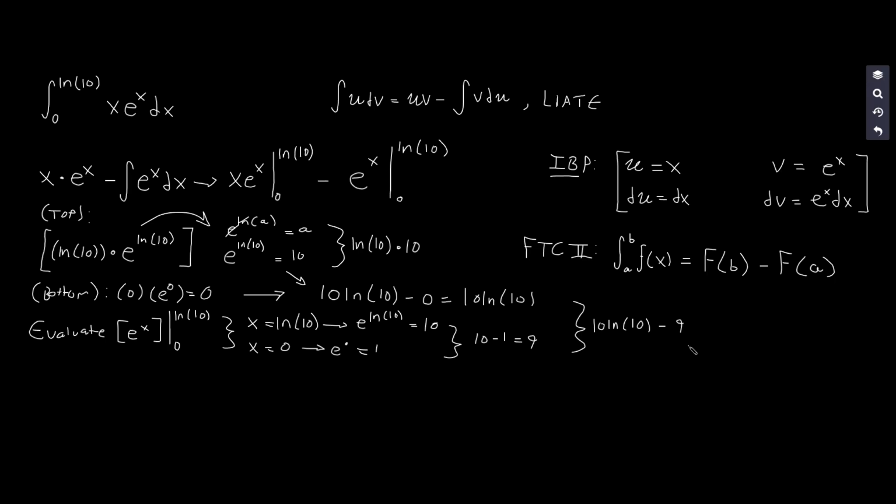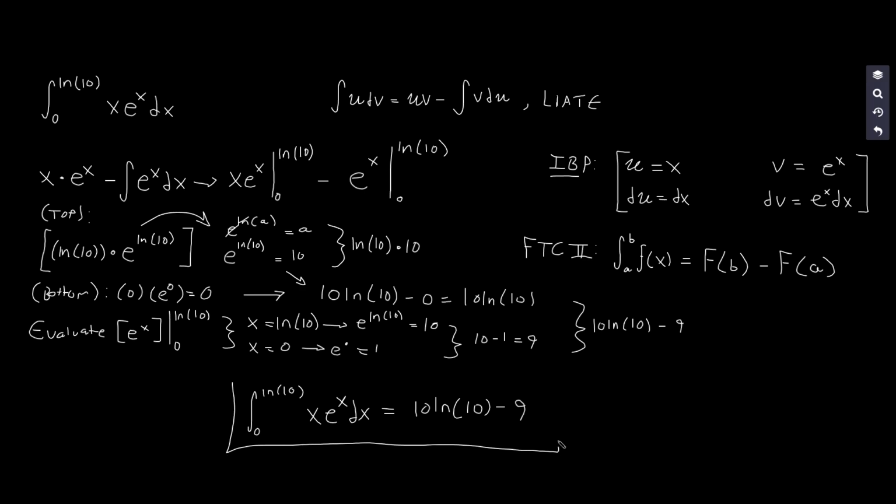And so we just evaluated both these at the bounds of integration. So we can conclude this by saying the integral from 0 to the natural logarithm of 10 of x times e raised to the power of x, integration with respect to x, equals 10 times the natural logarithm of 10 minus 9. And then that could be our full answer.